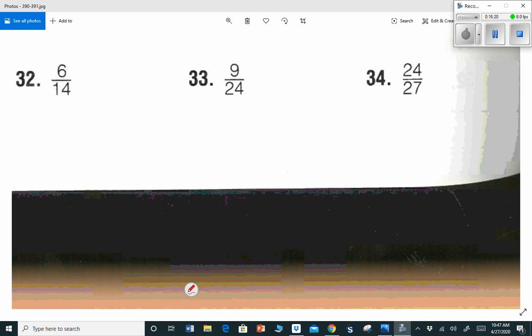Number 32, the GCF of 6 and 14 is 2. 6 divided by 2 is 3. 14 divided by 2 is 7. 3/7 is your answer. And 3 and 7 are not consecutive numbers, but that's okay. They don't all turn out that way.